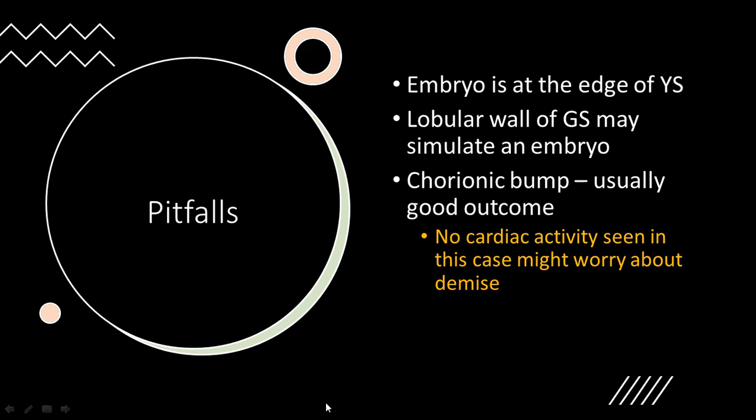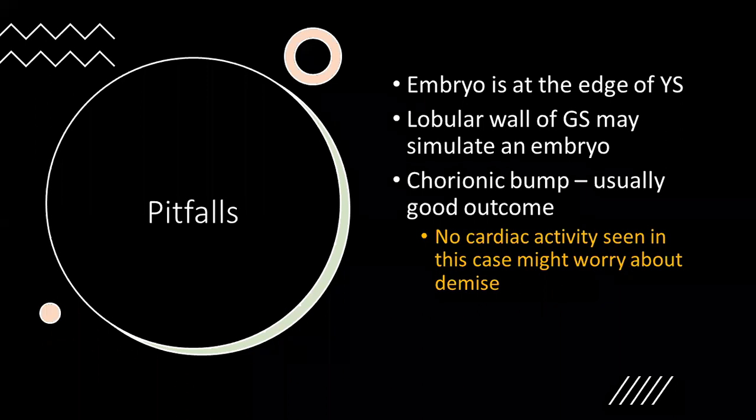Then another pitfall also is a chorionic bump, but usually this has a good outcome. It's not very common, but when it's found, usually it has a good outcome. And most of the time it is due to hematoma. So if you turn on color Doppler on the chorionic bump, because it's a hematoma, you will not see blood flow.